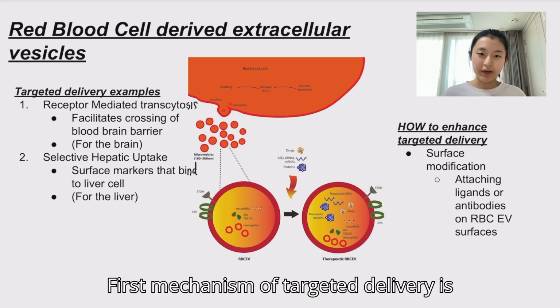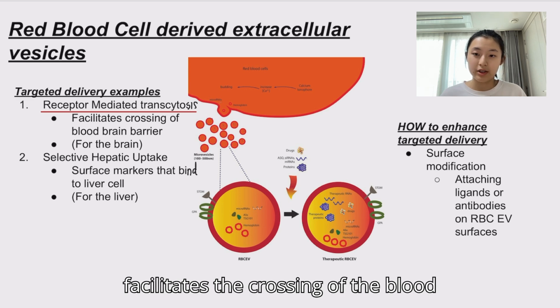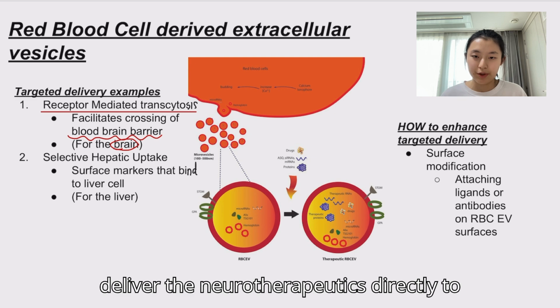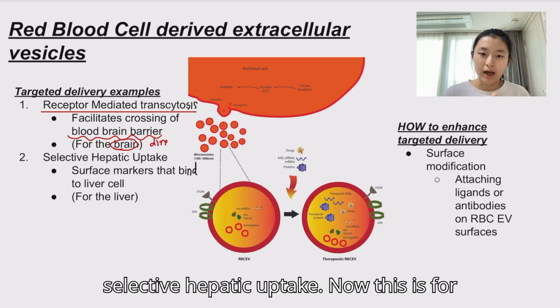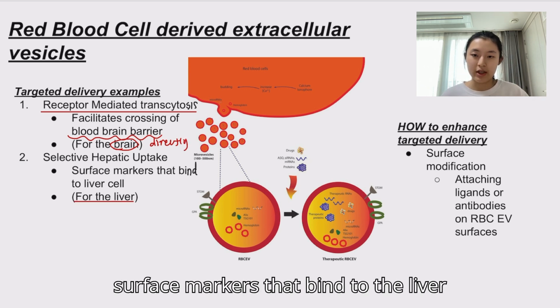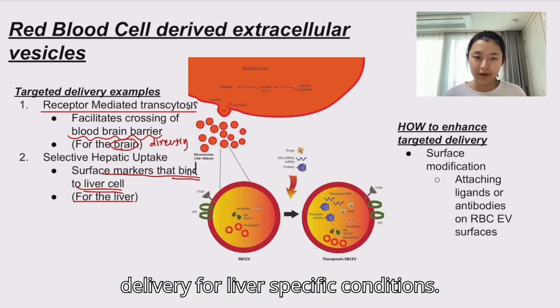The first mechanism of targeted delivery is receptor-mediated transcytosis. This facilitates the crossing of the blood-brain barrier, which allows the RBCEVs to deliver neurotherapeutics directly to the brain tissues. The second method is selective hepatic uptake. This is for the liver specifically, and it's driven by surface markers that bind to the liver cell receptors, which optimizes the delivery for liver-specific conditions.